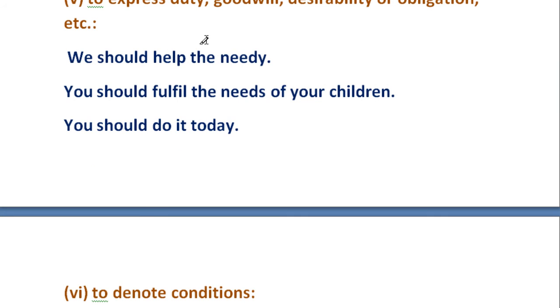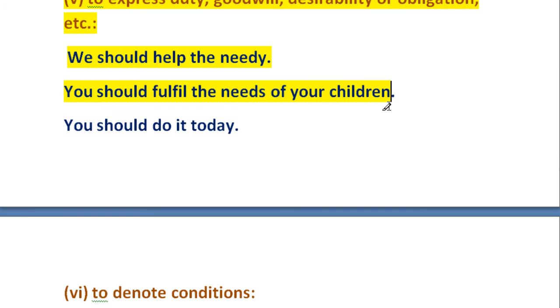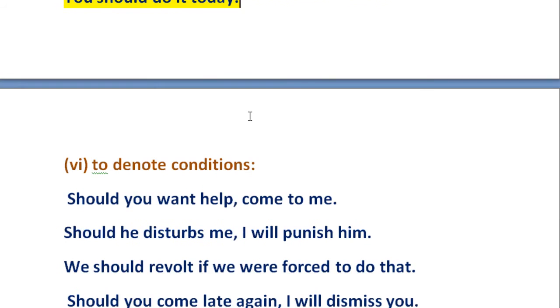Next use of should: should is used to express duty, goodwill, desirability, or obligation, etc. Example: we should help the needy. This is our duty. You should fulfill the needs of your children. That is also duty. You should do it today. This is desirability, or you can also call it an obligation.